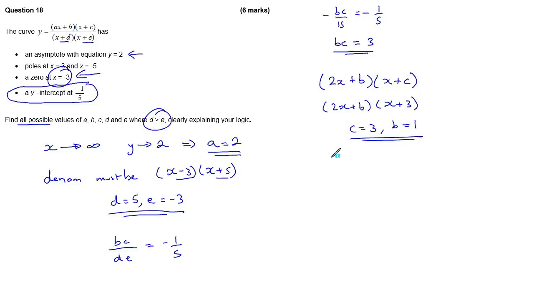But what we could also have is 2x plus 6 and x plus c. So this would mean that b was equal to 6. Substituting back to here, that would mean that c would have to be a half.